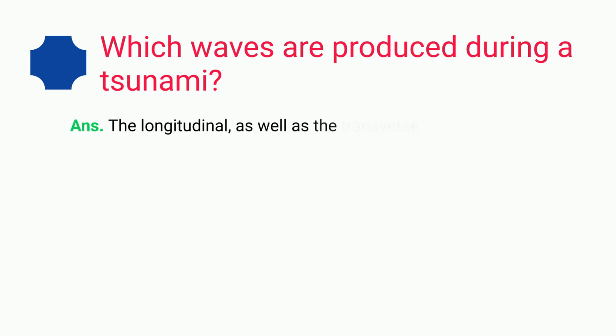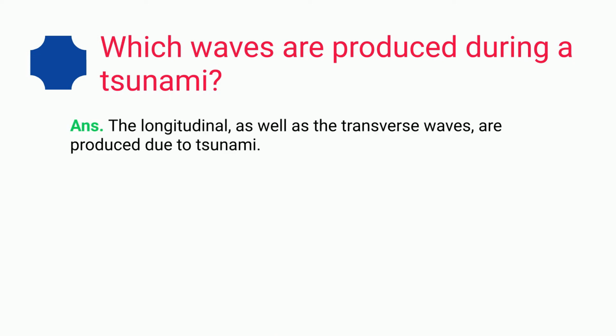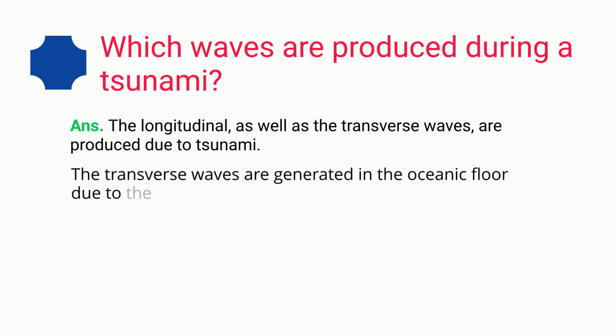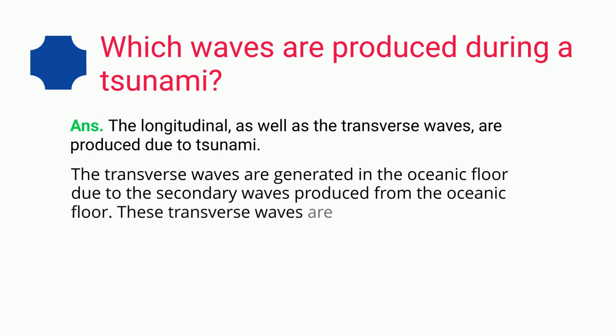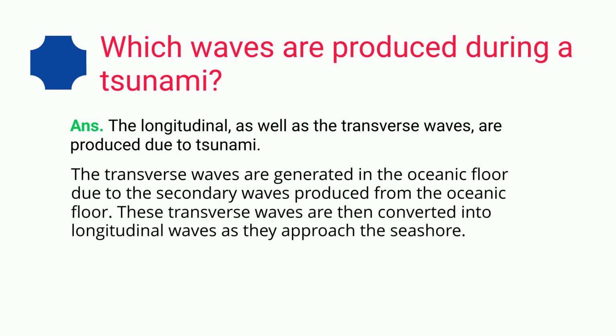Which waves are produced during a tsunami? The longitudinal as well as the transverse waves are produced due to a tsunami. The transverse waves are generated in the oceanic floor due to the secondary waves produced from the oceanic floor. These transverse waves are then converted into longitudinal waves as they approach the seashore.